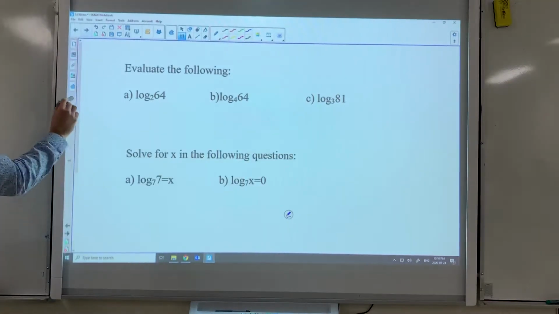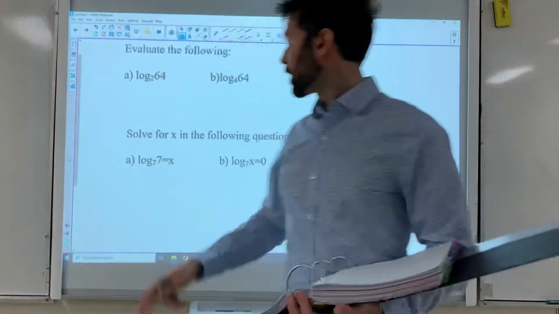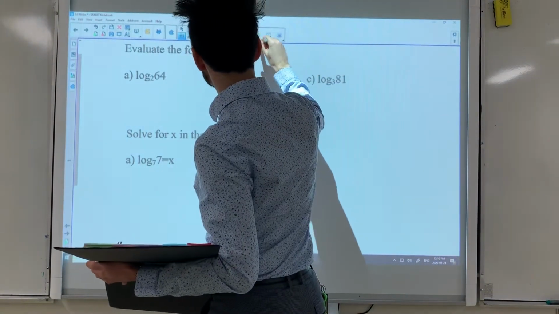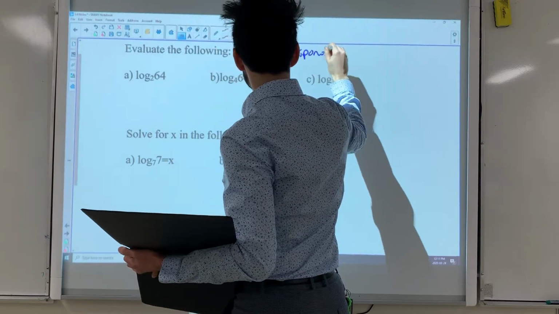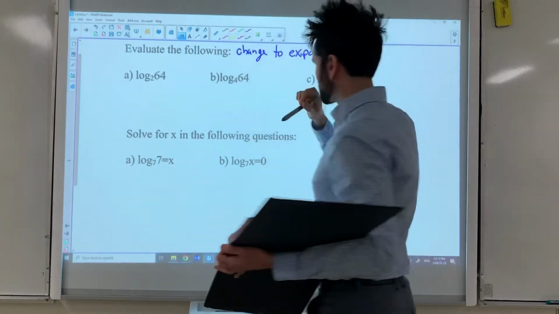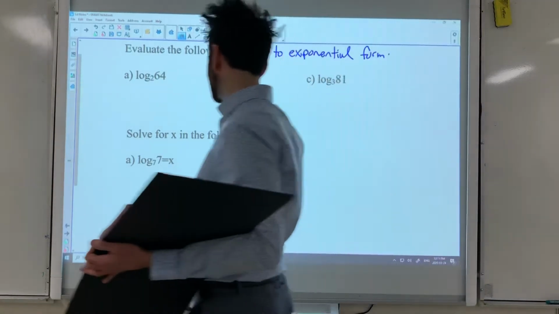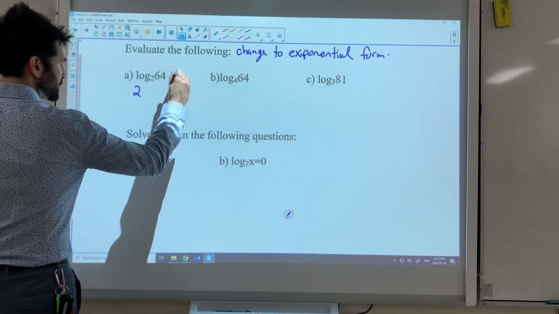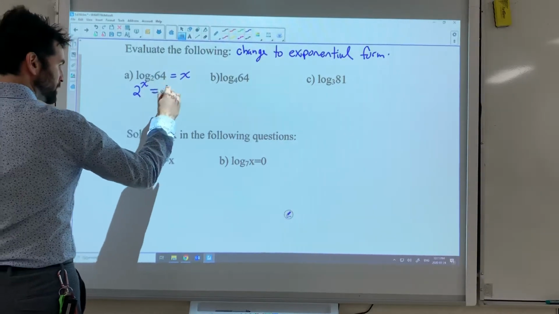Let's do a bit more practice with that. Let's evaluate these ones. Okay? So our strategy for evaluating is change to exponential form. Now on your exam, you may have to evaluate some logs without your calculator. So you have to do it like this. You could say, okay, I'm evaluating this one. So the base to some power x equals the argument. So 2 to the power of x equals the argument.